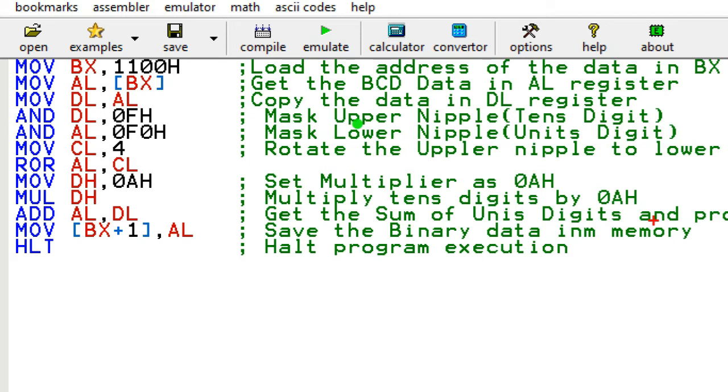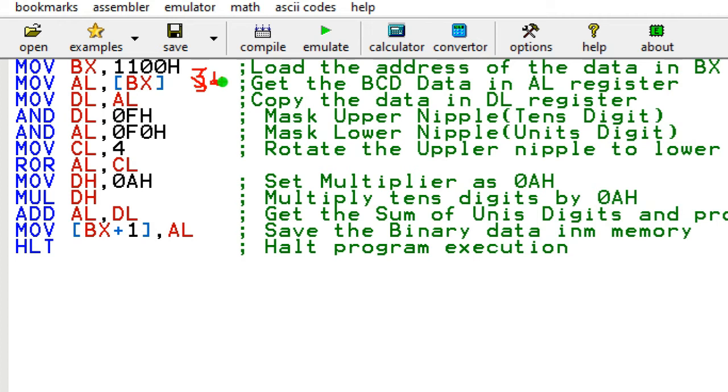The data at this memory location is then moved into the AL register by using the instruction MOV AL, [BX]. Here the indirect addressing mode is used. Now the AL data is 32. Next, this AL register value is moved into the DL register. This is a copy of the data. Both the AL register and the DL register contain the value 32. Next, AND DL, 0FH.